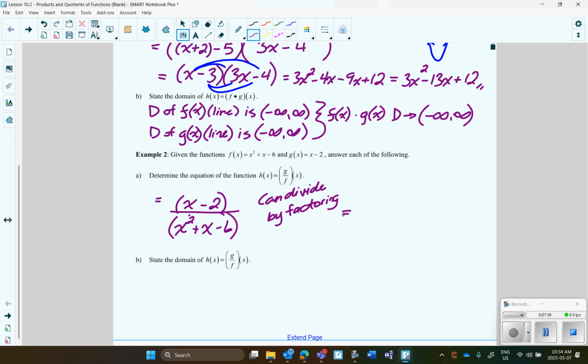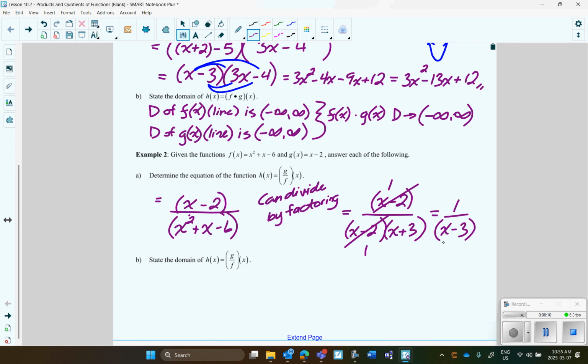Well, I can't factor the numerator, but I can factor the denominator. This is one of those trinomials. Anybody tell me the factor? X minus 2, x plus 3 is correct. And notice now that I can reduce these down to 1 and 1. So my simplified answer is 1 over x minus 3.